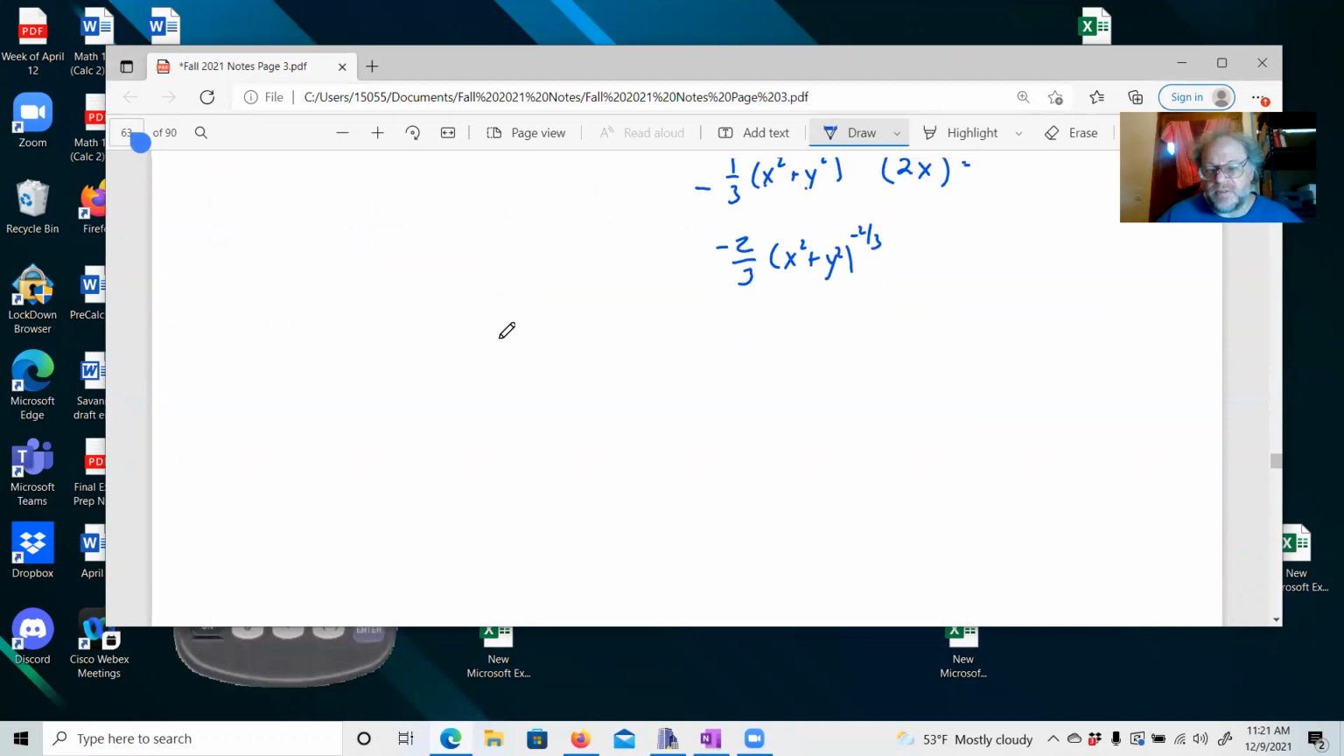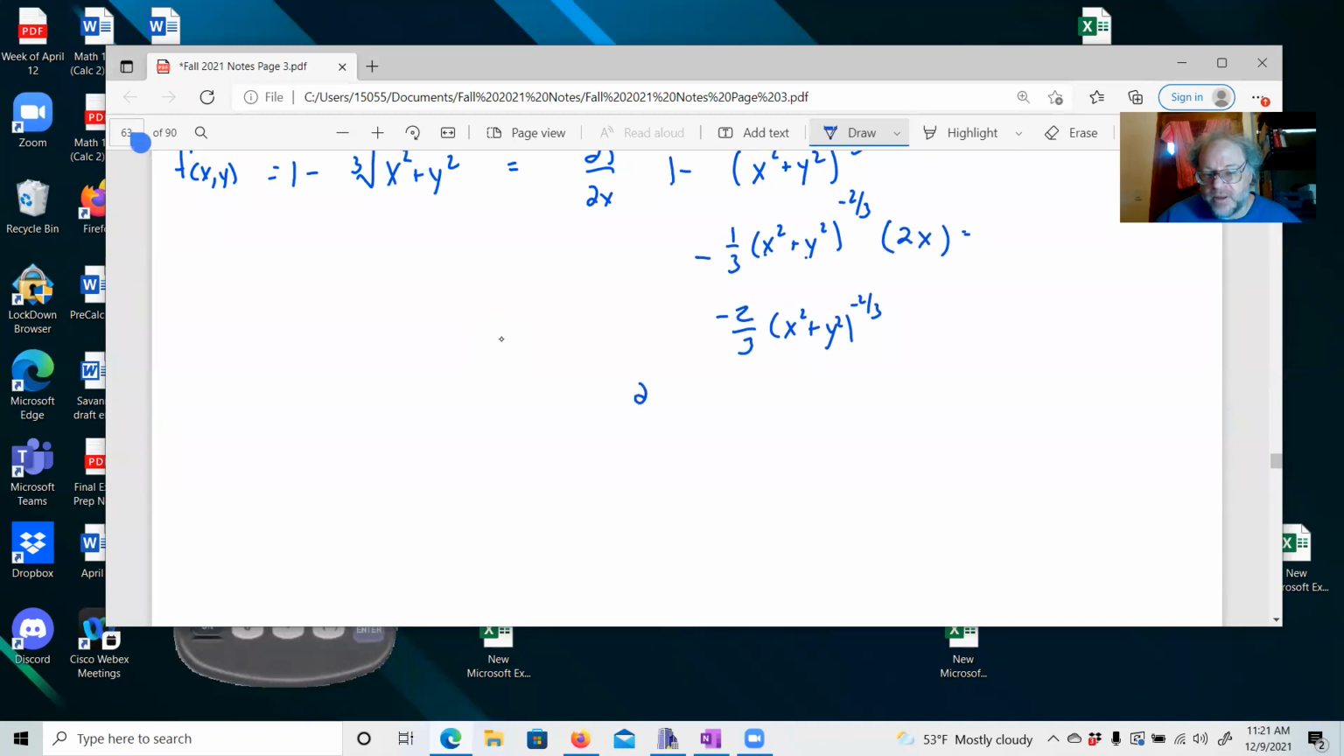When I want to take the derivative with respect to y, it's pretty much the same idea here. There's an x here, I missed that. If I wanted to write this a little bit nicer, negative 2/3 x over x squared plus y squared to the 2/3.